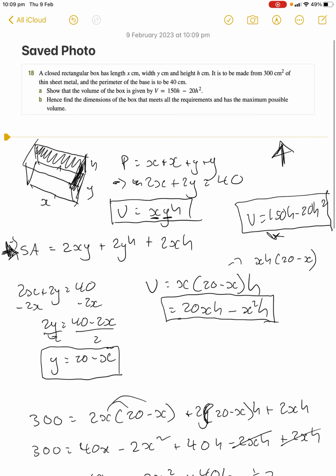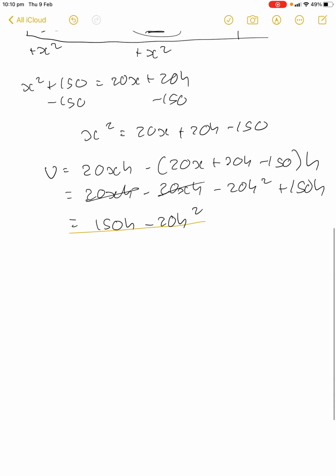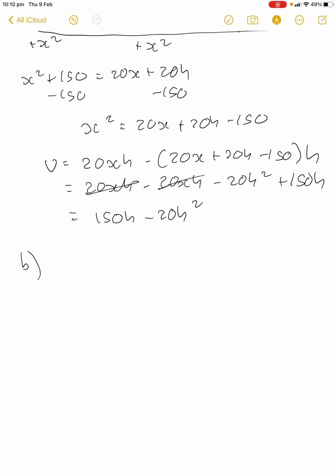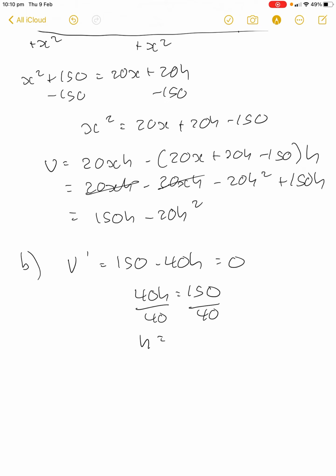We want to find the dimensions of the box that meet the requirements and has the maximum possible value. So to find the maximum possible value, we're going to need to differentiate it. The derivative will be 150 minus 40h. We want to find when it's stationary, so when this is equal to 0, 40h is equal to 150. Divide both sides by 40. Oh, this number's going to suck. So my value for h is going to be 150 divided by 40, 3.75.